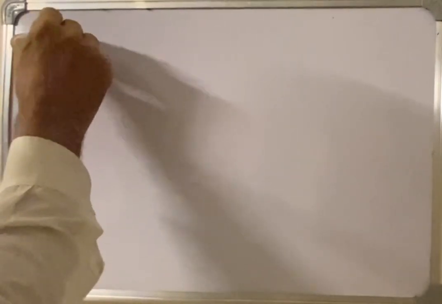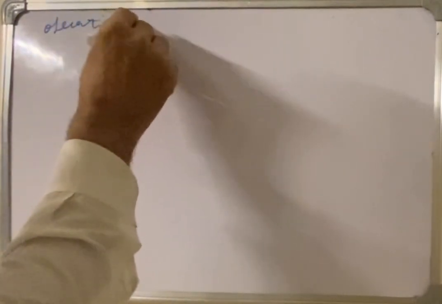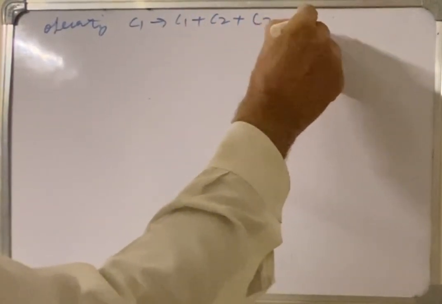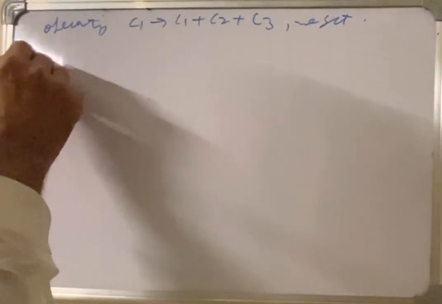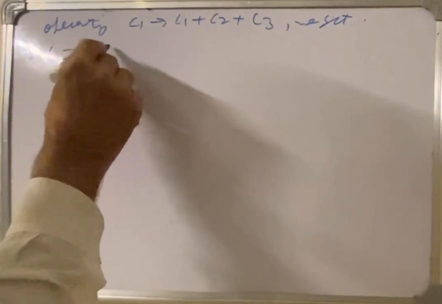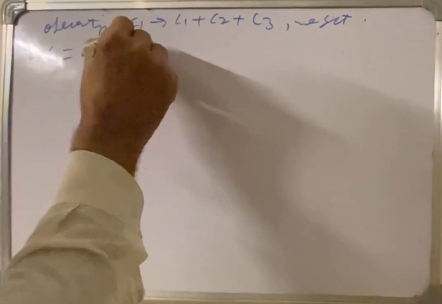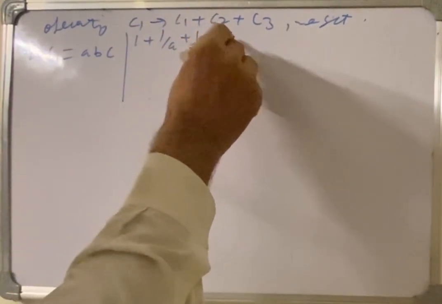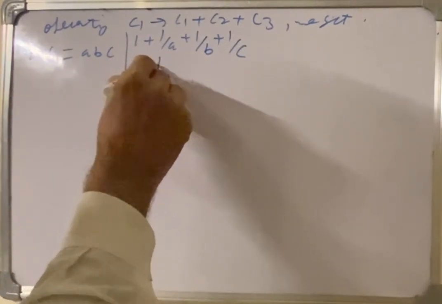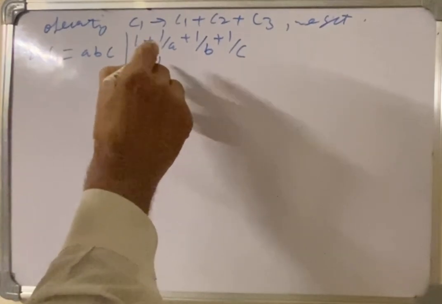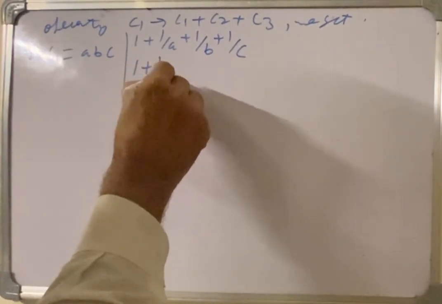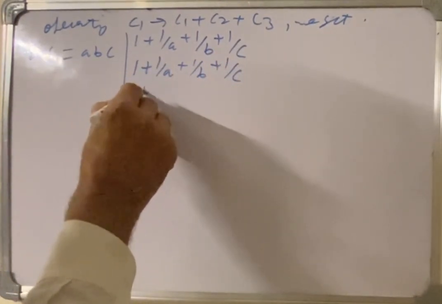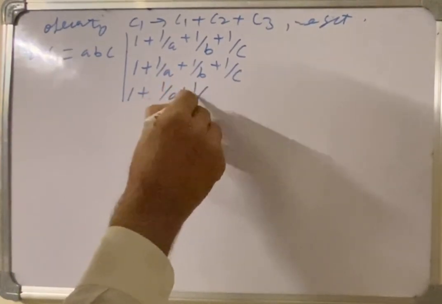Operating C1 goes to C1 plus C2 plus C3, we get the left hand side as abc common into: first column 1 plus 1 over a plus 1 over b plus 1 over c, in the second term 1 plus 1 over a plus 1 over b plus 1 over c, third term is 1 plus 1 over a plus 1 over b plus 1 over c.